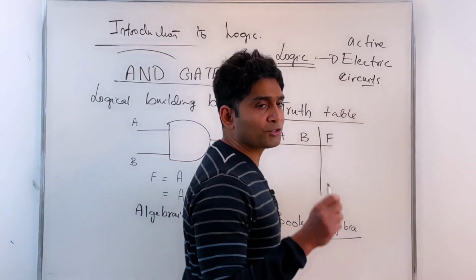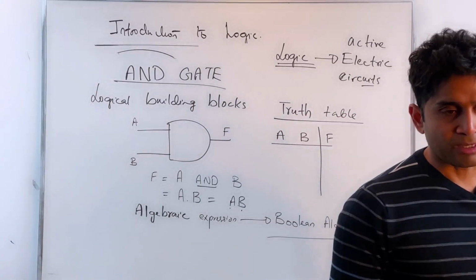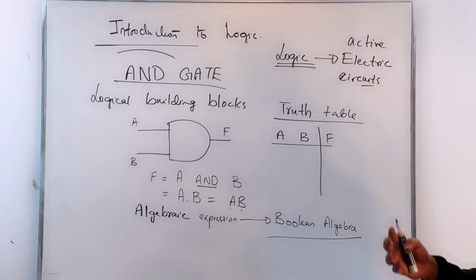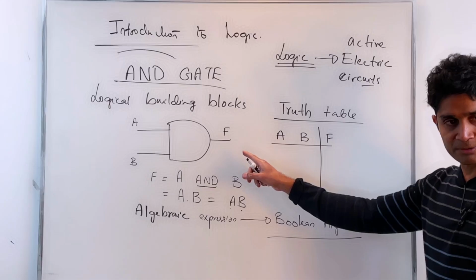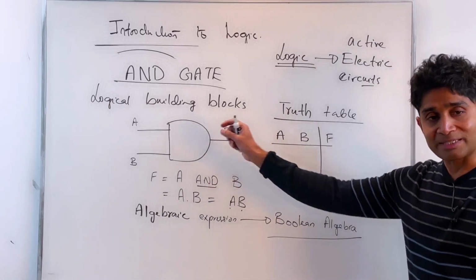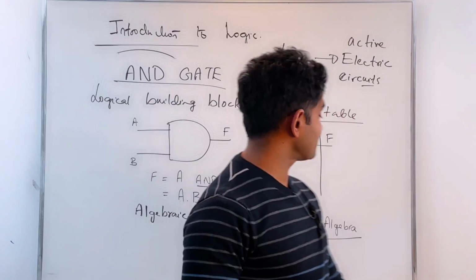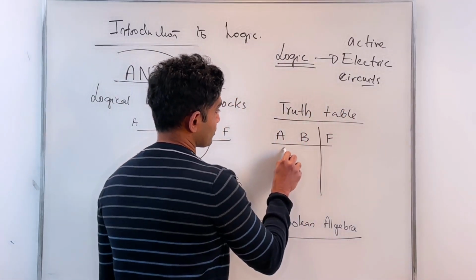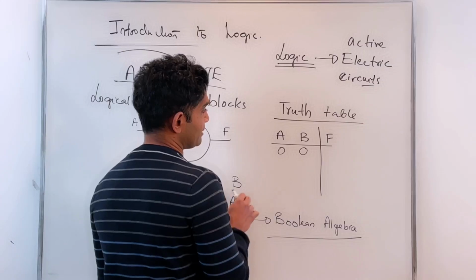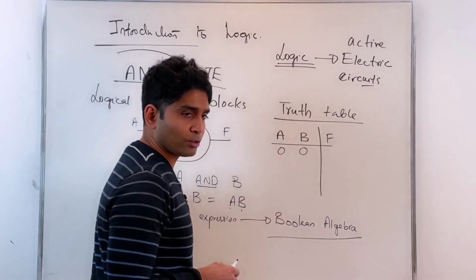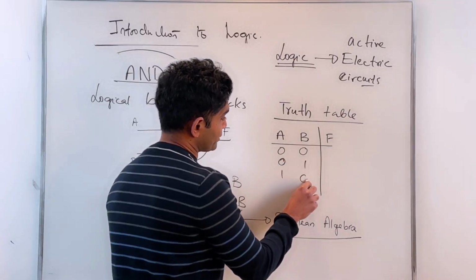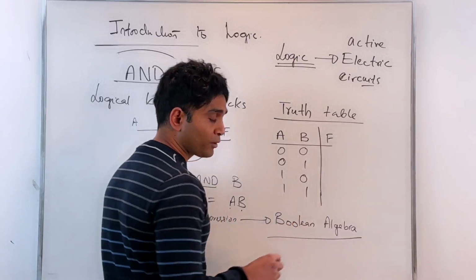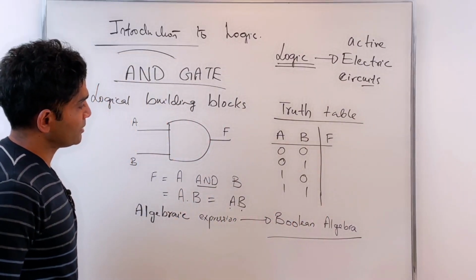So again, this is a logical building block. The conclusion is based on following a set of rules and a set of premises. A and B are your inputs to that building block, and it follows this set of rules. These are all possible combinations between A and B, because A can take 0 or 1, B can take 0 or 1. I have 4 different combinations.